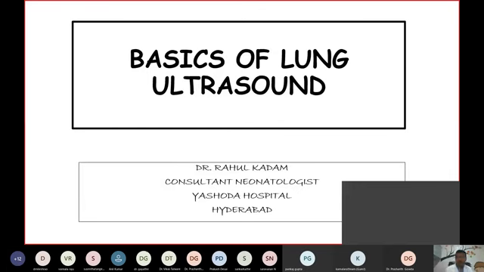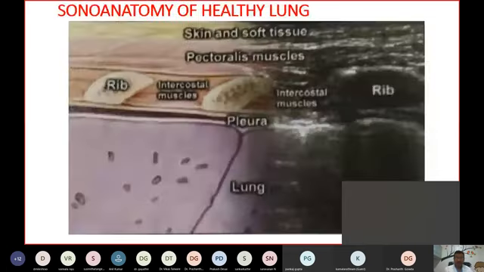Last class we already discussed the basics, but a few of the people messaged me or called me and said they missed that class and just want to know about it. So I'm just going to touch on it in 5 minutes, not more than 5 minutes, and then we'll go to the pathologic conditions. This is just a revision of how a healthy lung looks.